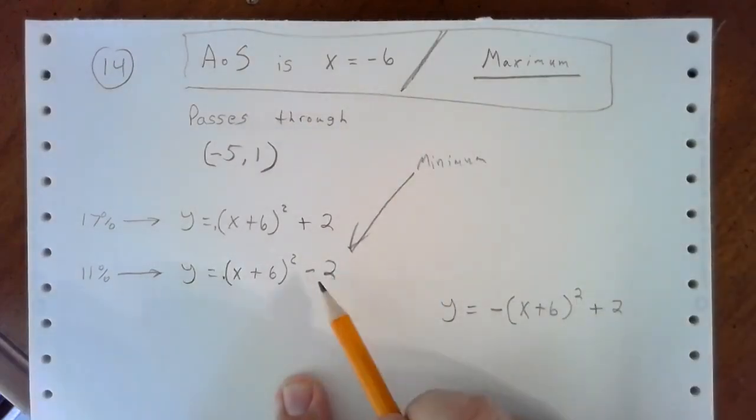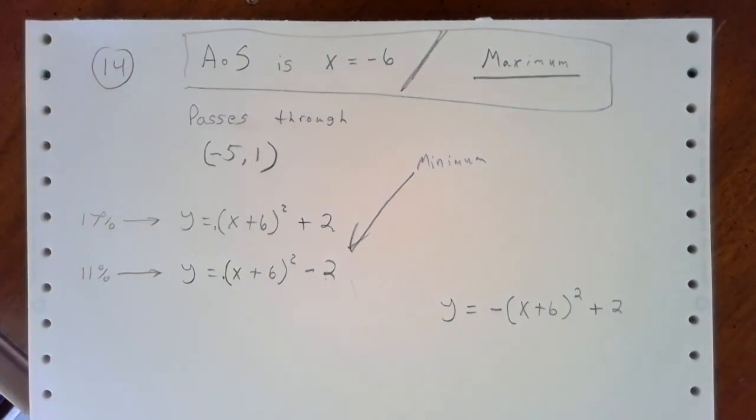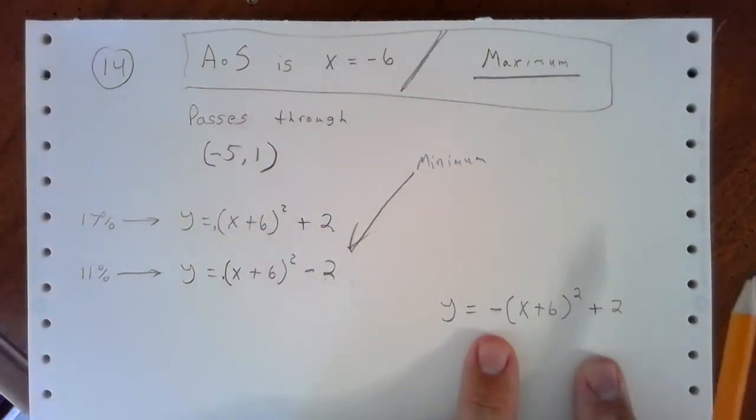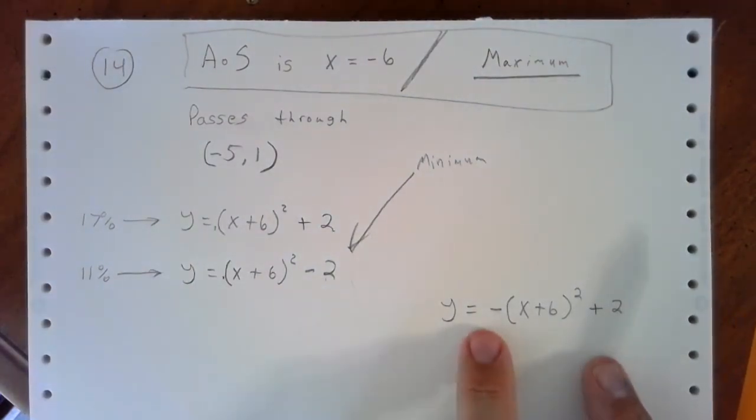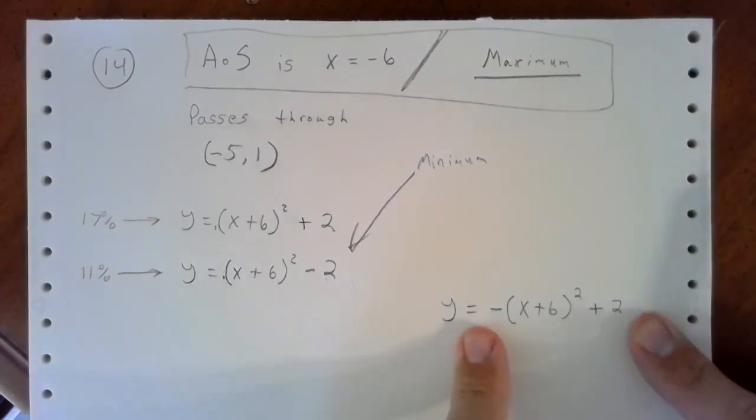This one has a minimum of -2. This one has a minimum of +2. This one, because it opens downward, will have a maximum, and right here is the y coordinate of the vertex, so it's going to have a maximum of 2.